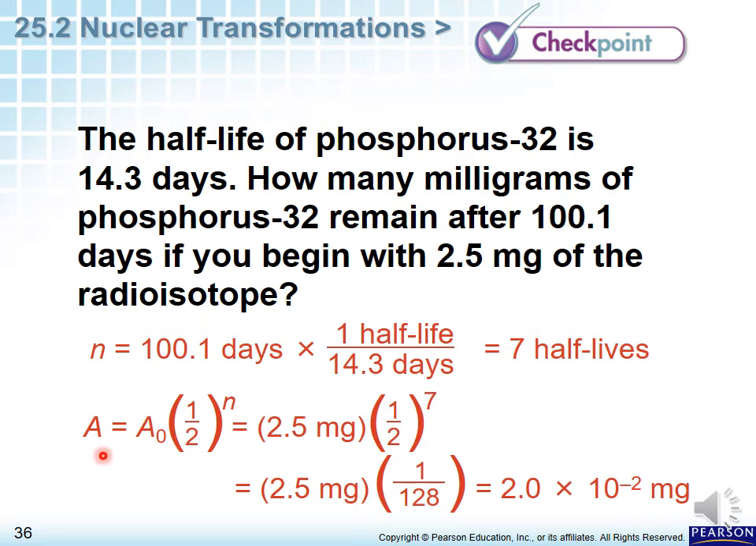Now put the values in it. A, which is the remaining amount, equals A naught, the initial amount, times half to the power n. So what is given? 2.5 milligrams. Put here half. How many half-lives? 7. Calculate, and you will get 2.0 times 10 power negative 2 milligram.